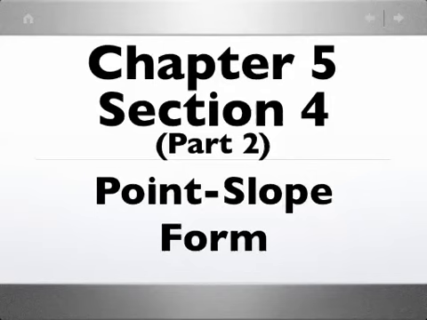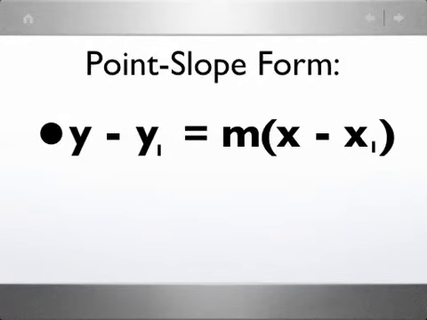Section 4, Part 2, Point Slope Form. Remember that point slope form is y minus y1 equals m parenthesis x minus x1.